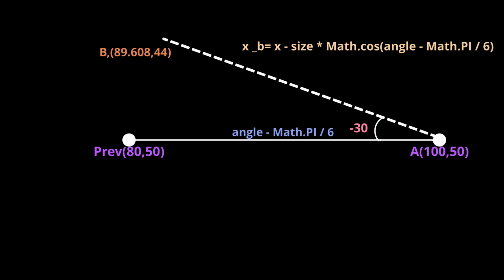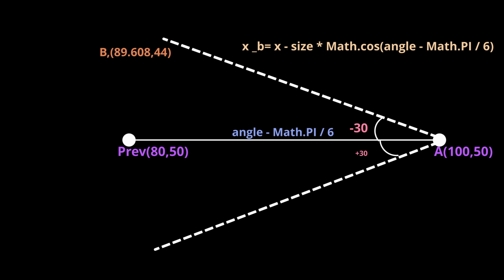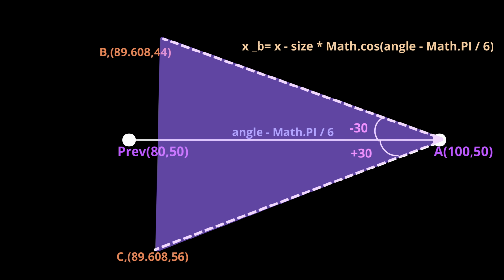The second wing, C, is found using almost the exact same line, but we add the 30 degrees to the angle. This gives us the mirror image, placing the second wing point below the center line. Finally, the last few lines simply connect the three calculated points. This closes the shape and fills it in, giving us a perfect arrowhead that correctly rotates around its tip, no matter which direction the original line is pointing. That's how we transform two simple line points into a full arrow structure.